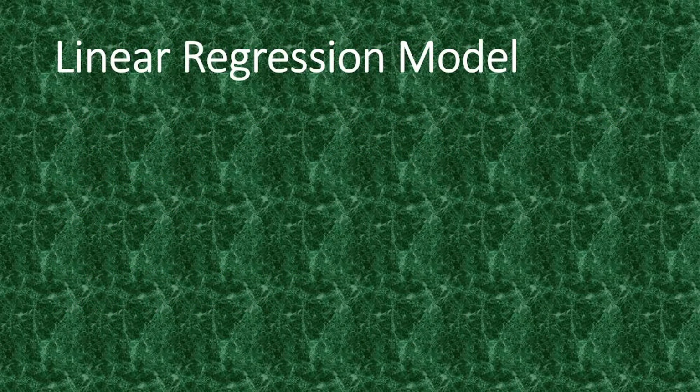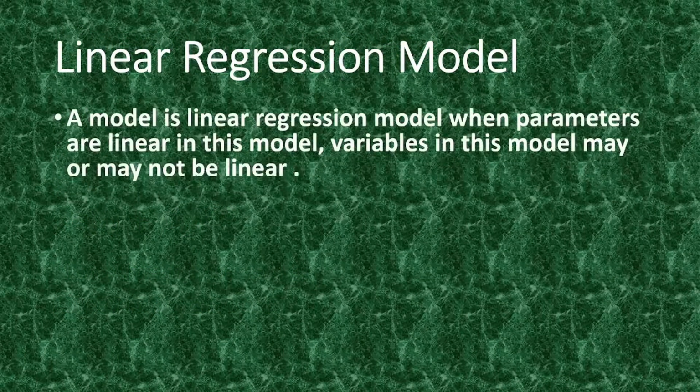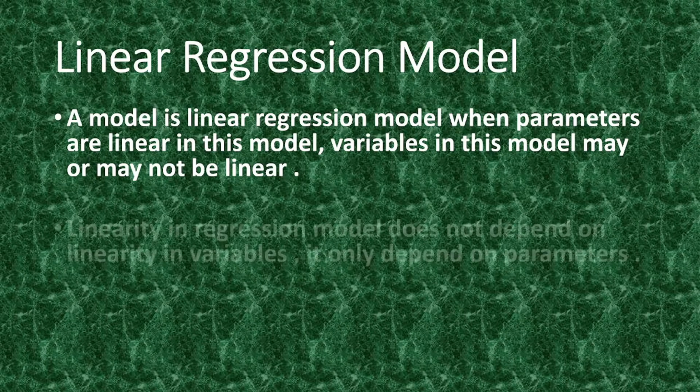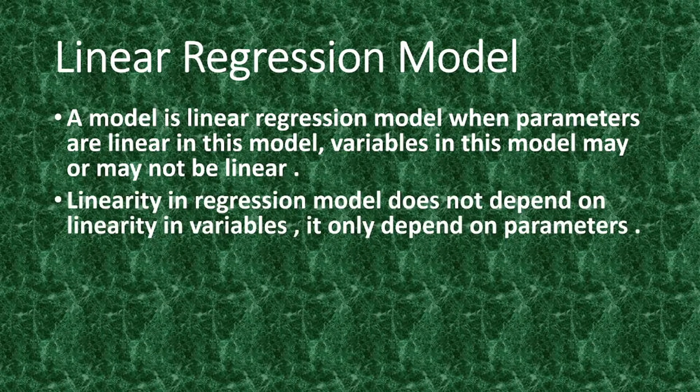Now we'll discuss linear regression model. Model is linear regression model when parameters are linear in this model. Variables in this model may or may not be linear. Linearity in regression model does not depend on linearity in variables, it only depends on parameters. When parameters are linear, it is called linear regression model.